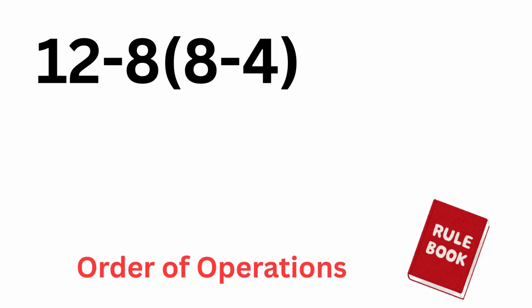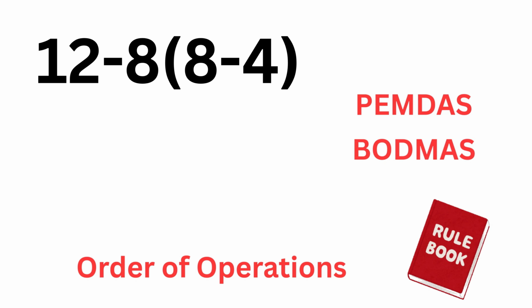The reason is that there is a fixed set of rules in math called the order of operations, commonly known as PEMDAS in some countries, or BODMAS in some other countries, but they mean the same thing. In this rule, the letters P or B stand for parentheses or brackets, E or O stands for exponents or order, M and D stand for multiplication and division, and A and S stand for addition and subtraction.